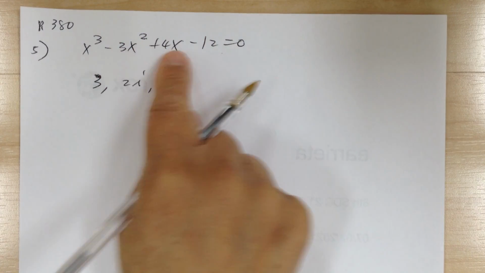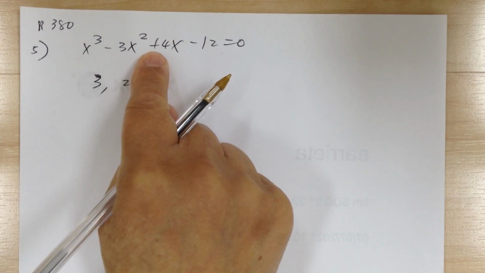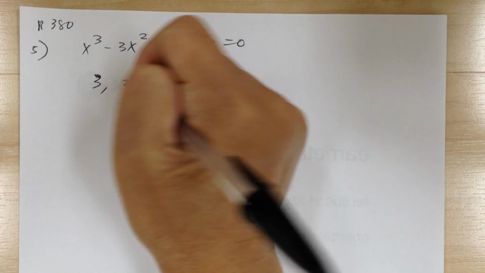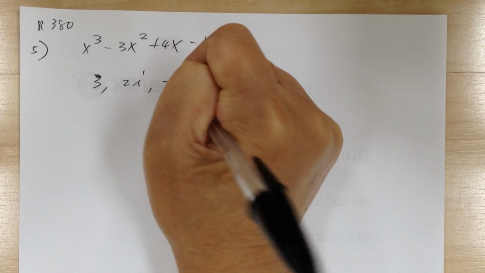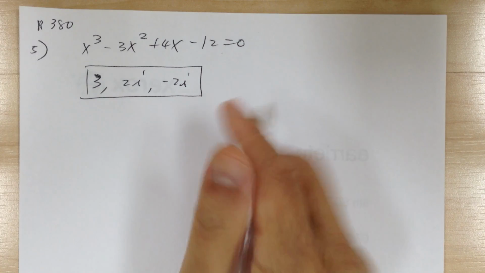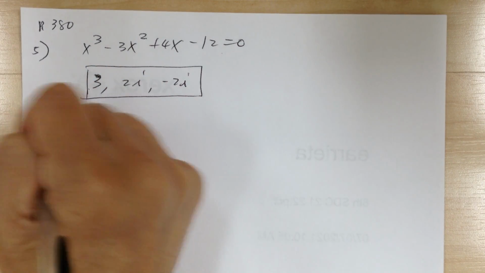Well, because all the coefficients are integer numbers, in order to get rid of the i, you must have a conjugate. So the conjugate of that is minus 2i, and that's it. So this will be the 3 answers to that. So again, very simple, if you know what you're doing.